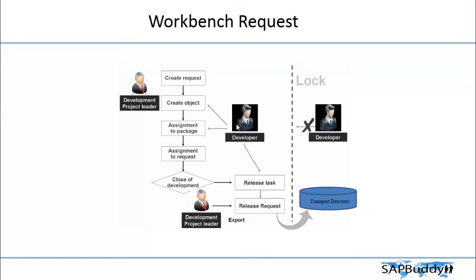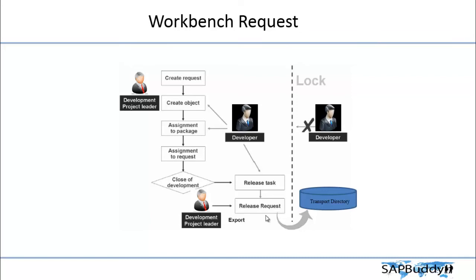This will be done by developer. Then that object can be assigned to the request, then close the development. That means, let's say we created the program, everything is fine, then we close the development. That will also be done by the developer. Then we release the task, not the request. So the task is first we will release the task, then the project lead or the development lead will release the request. This is also quite important.